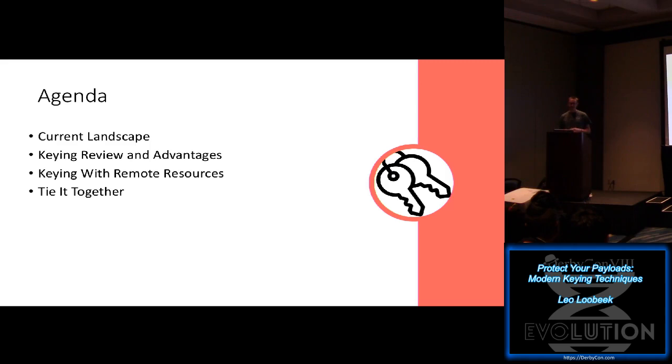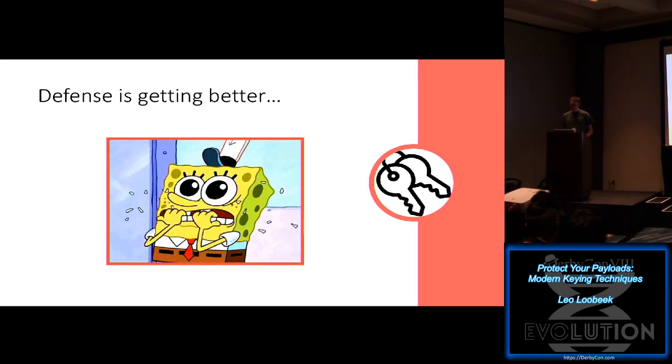But what we do have on the docket today, we're basically going to look at the current landscape of payload delivery and development, and see where keying fits in. We'll review how that works, where the advantages are. Then we'll add remote resources to our keyed payloads, and I'll try and tie it together all at the end here.